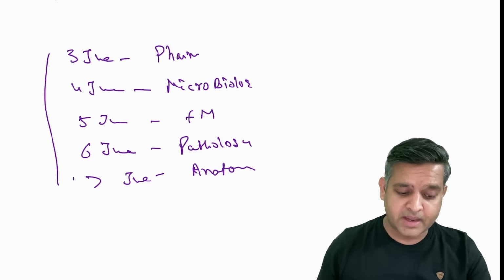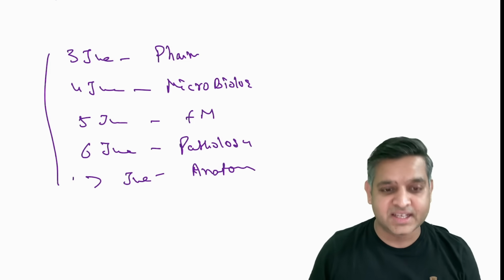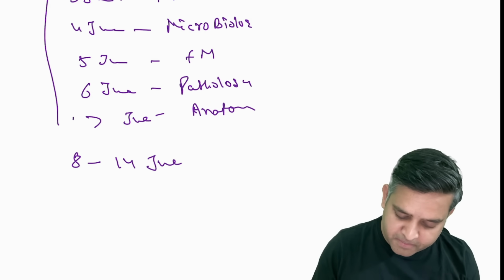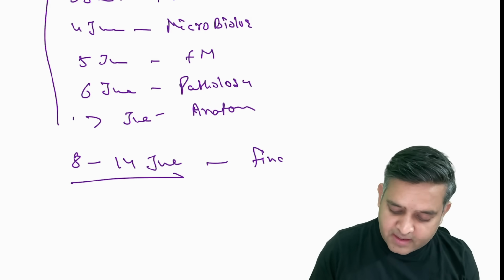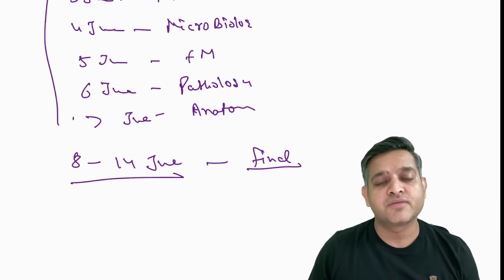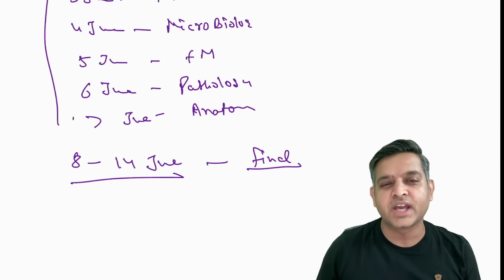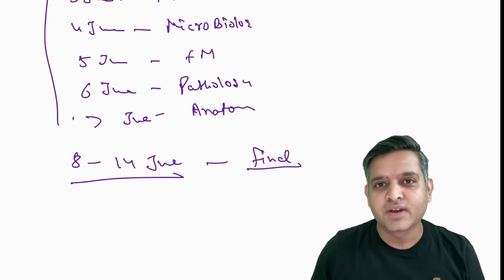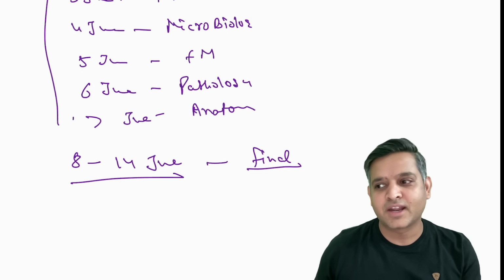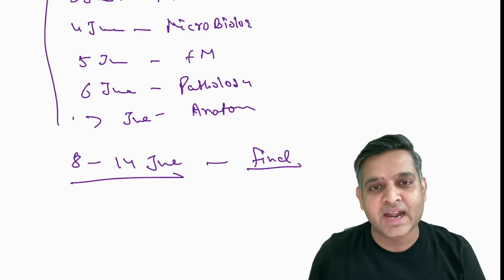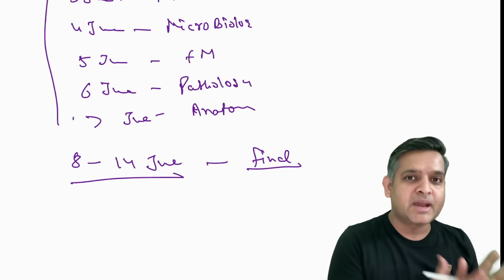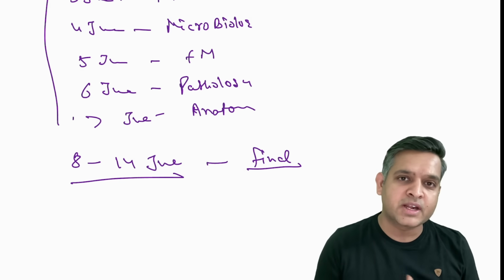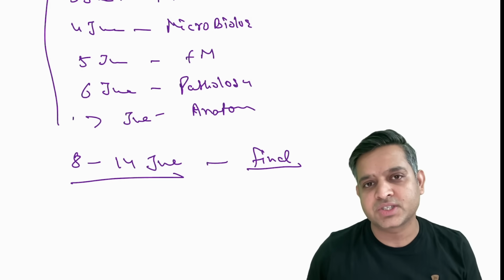So with this, I am done with all my 19 subjects, and 8th June to 14th June will be my final leg of revision, where I will be going towards the extremely forgettable subject matter: signs, half-lives, pediatrics landmarks, some important tables, which are very, very forgettable. So every forgettable stuff I will be doing in this time, right?